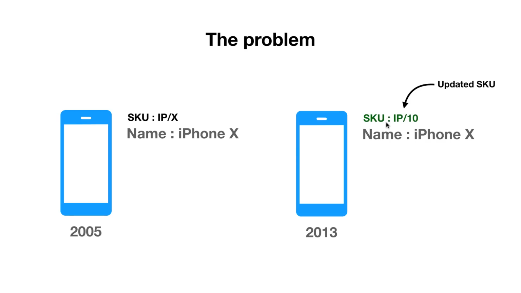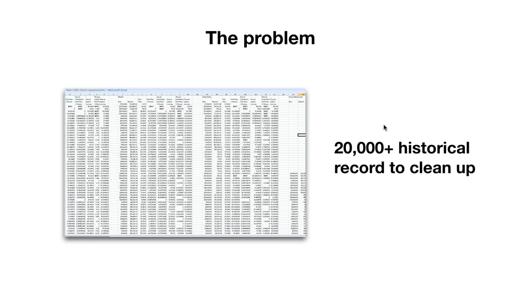which by itself is not a big problem, except when you think about the long history of that company, there were about 20,000 historical records that I needed to clean up. If I had to do it manually, it would take me a whole lifetime, and there's no way I had the patience to work through them one by one. So at this point in time, I needed to come up with a solution to clean up all the old data.